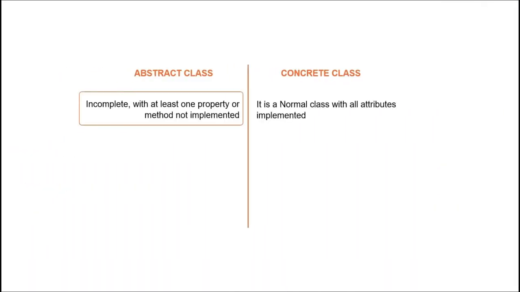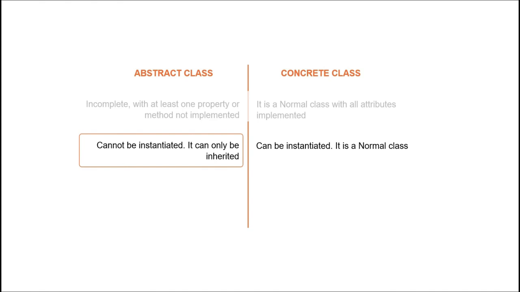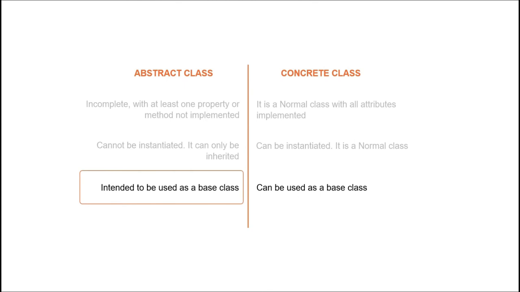Abstract class has a property or method that is not implemented. It means it is an incomplete class. Now, since it is an incomplete class, it does not make sense to instantiate it. So you cannot instantiate an abstract class. It can only be inherited. Abstract class is intended to be used as a base class. It means abstract classes are not real business entities.